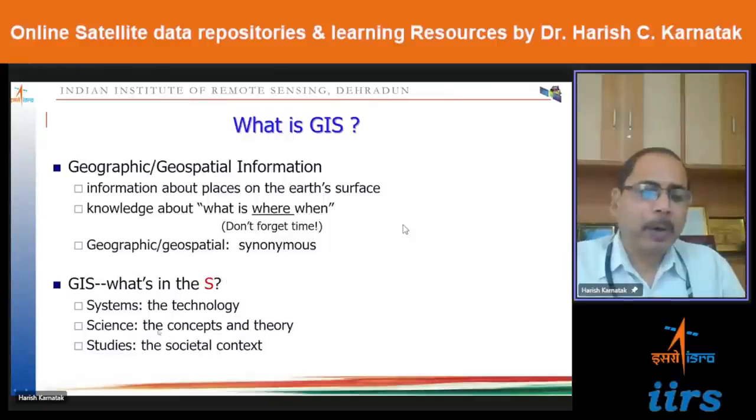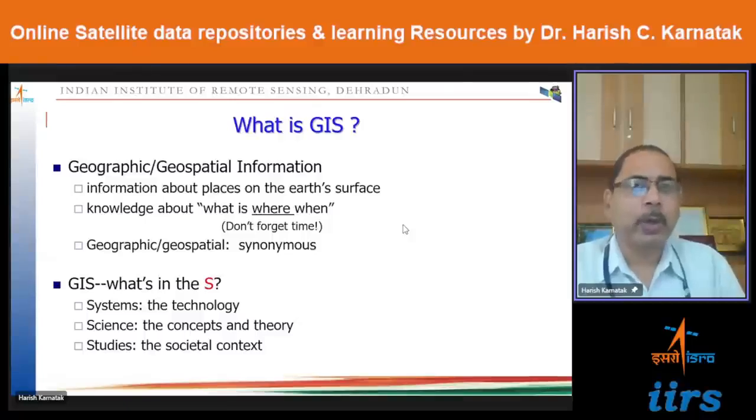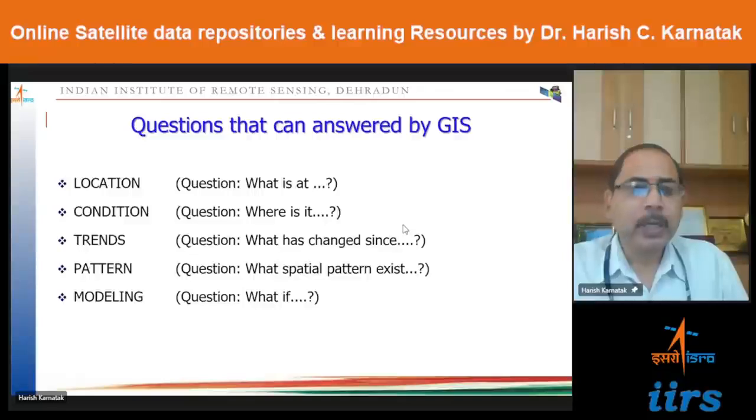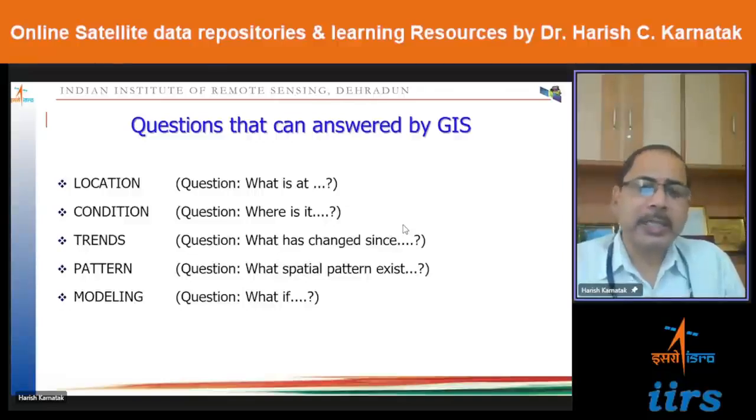There are three important aspects of GIS. Sometimes we call it a geographical information system when we deal with the technology. When we are studying the concept and theory of geographical information, it is known as geographical information science. If you are using this technology or science in the societal context, then we say it is geographical information studies.